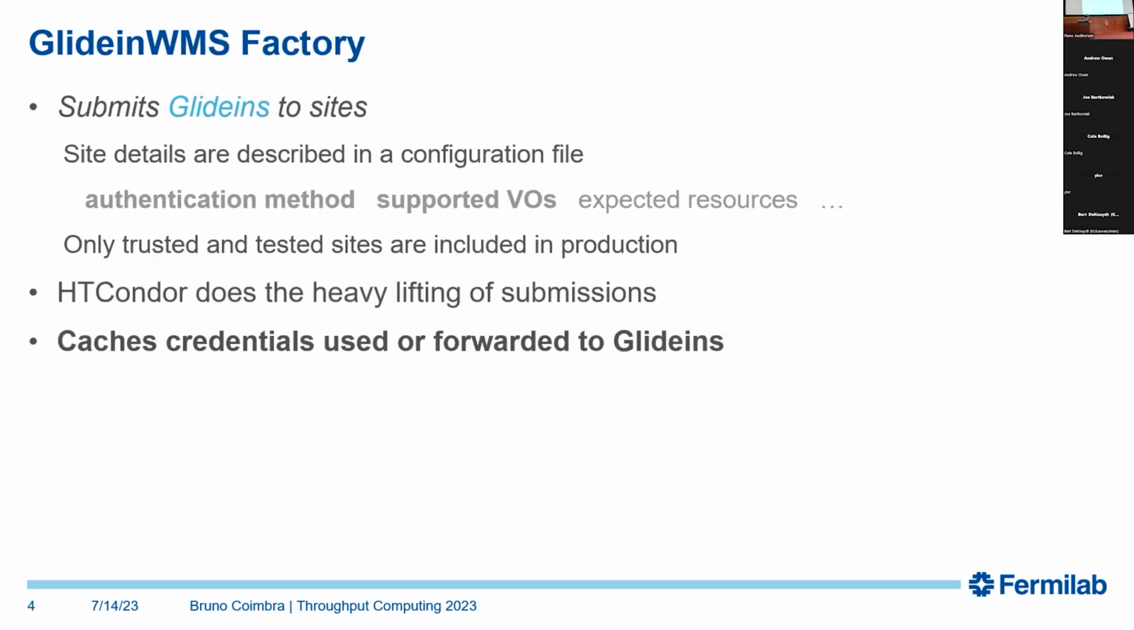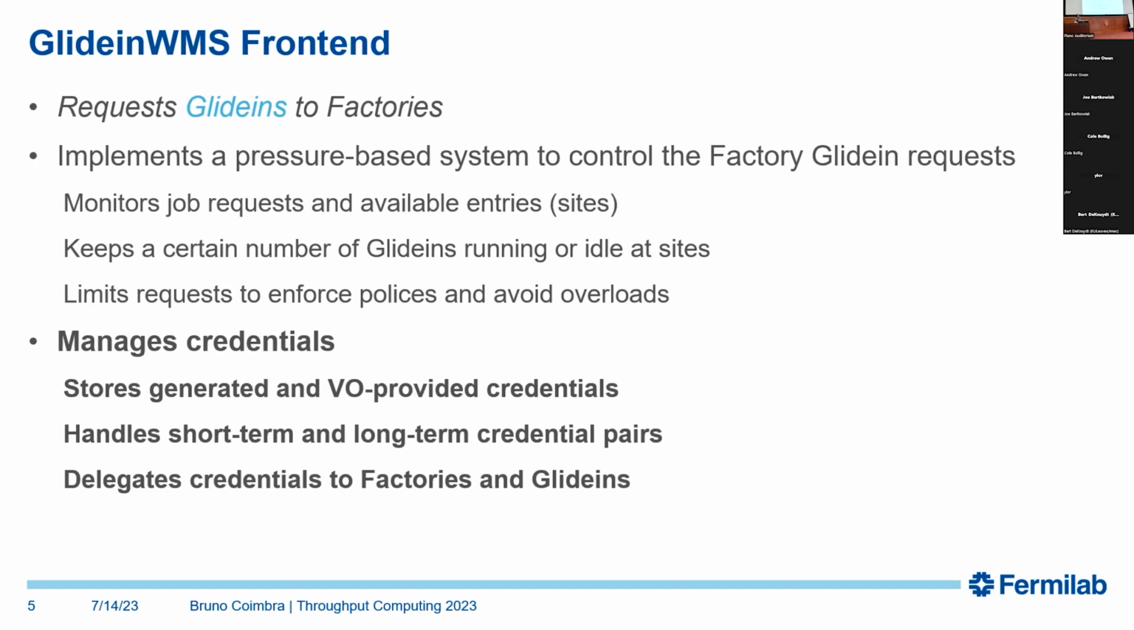As we mentioned before, the factory submits the Glideins to the sites, and they are the part which caches the credentials that it gets from the front ends. They will use it for two different purposes. One is to authenticate with the sites, and the second purpose is to forward some credentials to the Glideins that will be used during the job processing. The front ends request the Glideins from the factories, and what they actually do is try to maintain a constant pressure on the sites to make sure they won't overload the site queue.